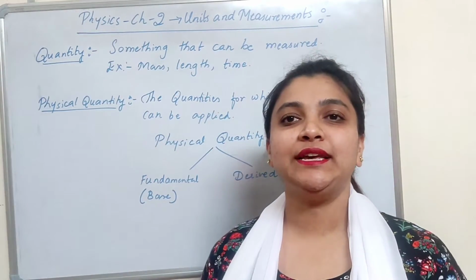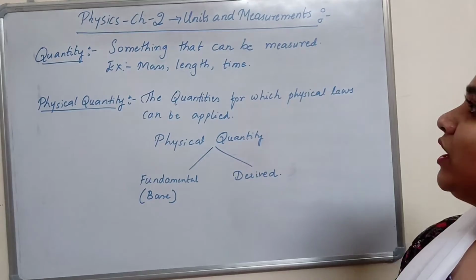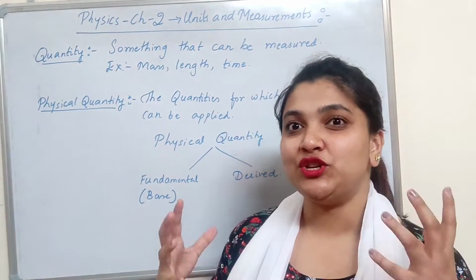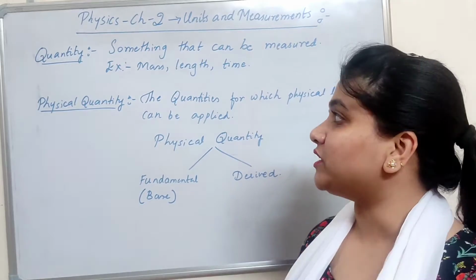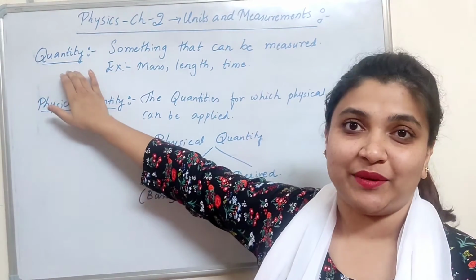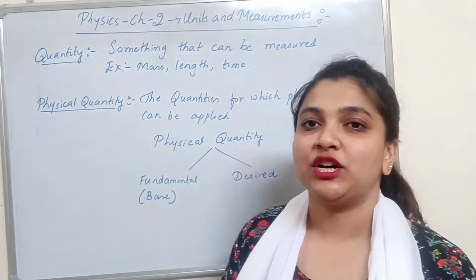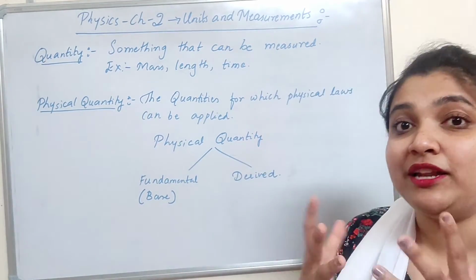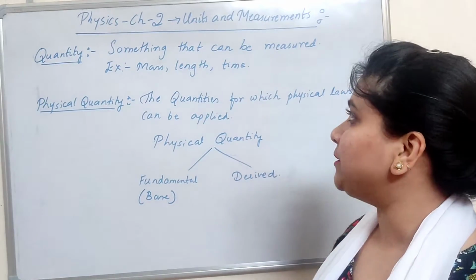Alright, so we are dealing with different types of units and measurements. Now, before I start with what is a unit and what is measurement, some of the basic things that we need to know is what do you mean by quantity, right? Quantity is something that you can measure. Correct? Quantity is a measurable value. Something that you all can measure is called a quantity.